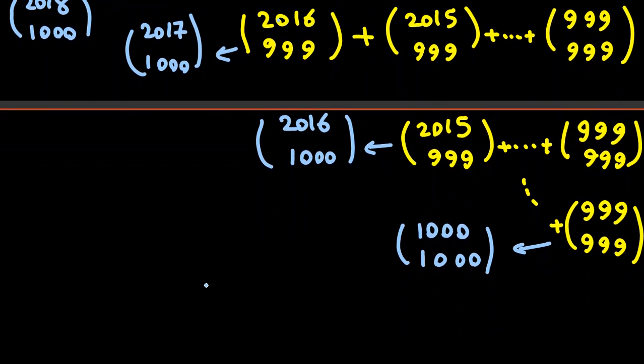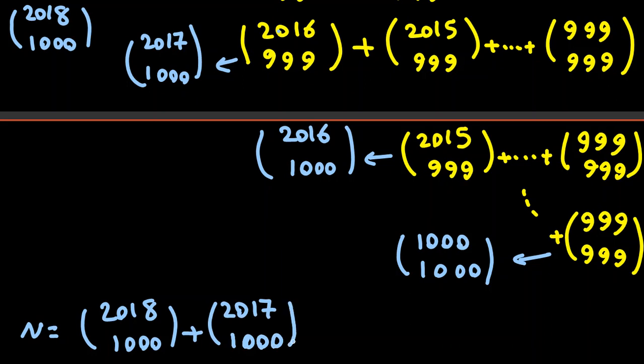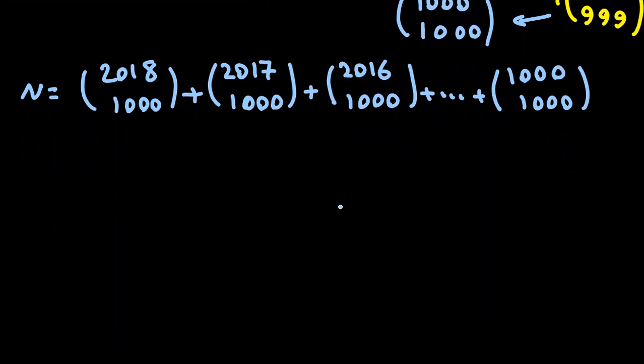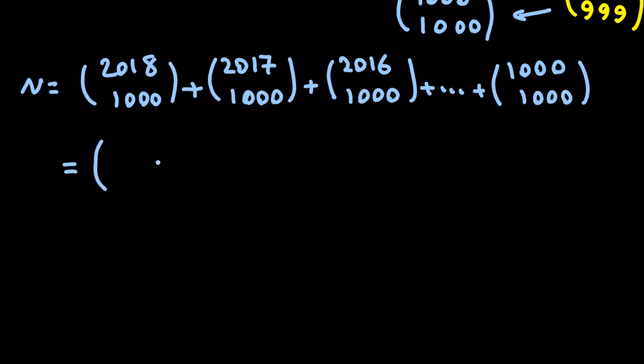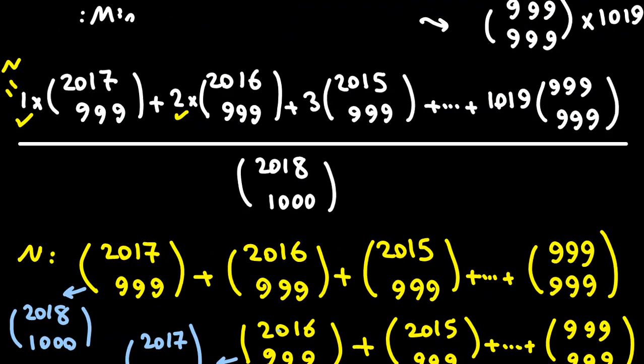Now we want to calculate the numerator. It will be 2018 choose 1000 plus this one, 2017 choose 1000, plus this one, 2016 choose 1000, up to the last one, 1000 choose 1000. Is it similar to what? Can you tell me exactly? The hockey stick identity. It will be this plus one, 2019 choose this plus one, 1001. So our answer for the numerator is 2019 choose 1001.